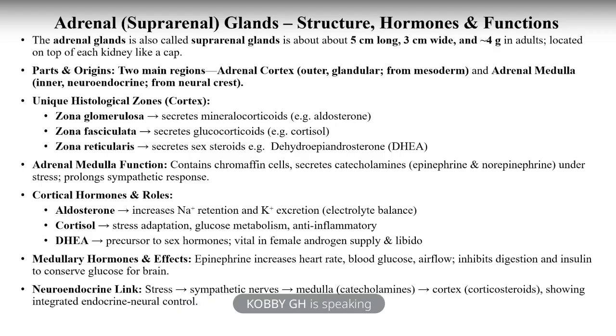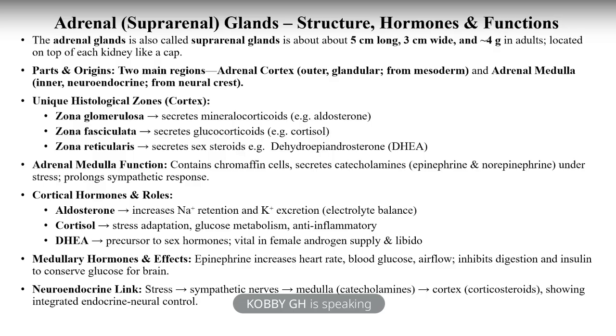Okay, now one of the following hormones is not part of the cortical hormones. Please listen carefully. A, aldosterone. B, sex hormones. C, cortisol. And D, noradrenaline. Noradrenaline. That's the correct answer. Is that okay?